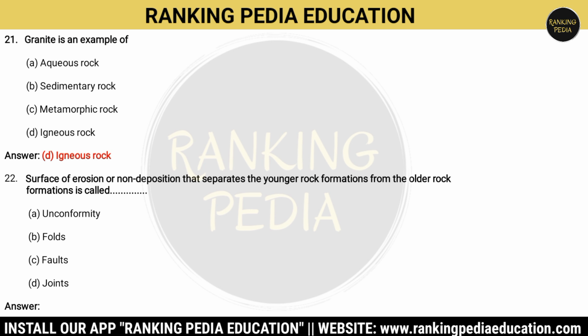Next question is, surface of erosion or non-deposition that separates the younger rock formations from the older rock formations is called. Options are unconformity, folds, faults, or joints. So what is called? That is unconformity. Option number A is correct.